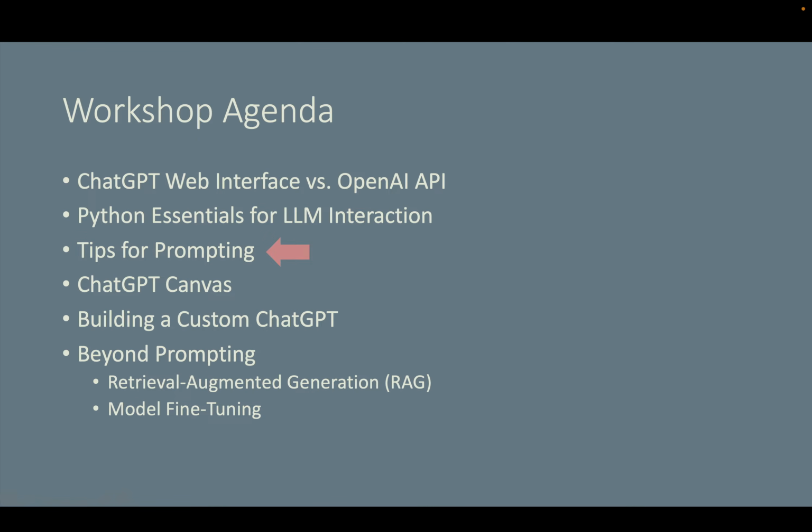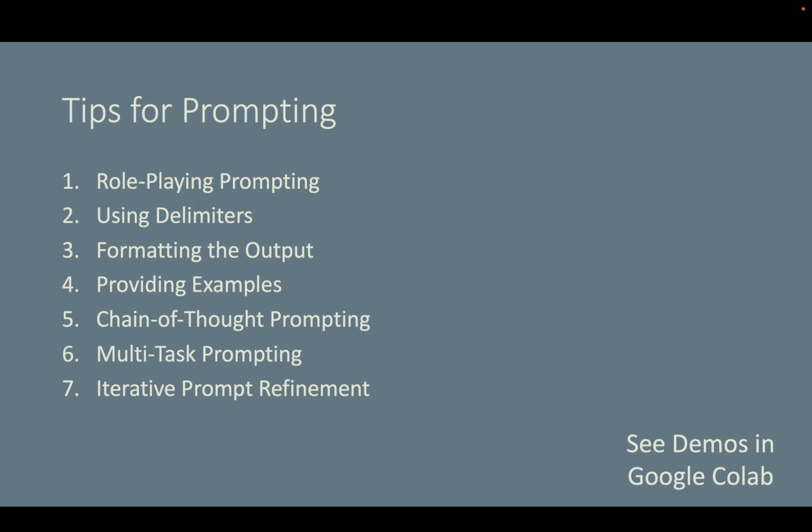Now that we understand the basics of Python, let's look at some tips for effective prompting. Communicating effectively with large language models involves using the right prompts in the right way. Here are a few prompting techniques that I found especially useful in my own work. Role-playing prompting, using delimiters, formatting the output, providing examples, chain of thought prompting, multitask prompting, and iterative prompt refinement.